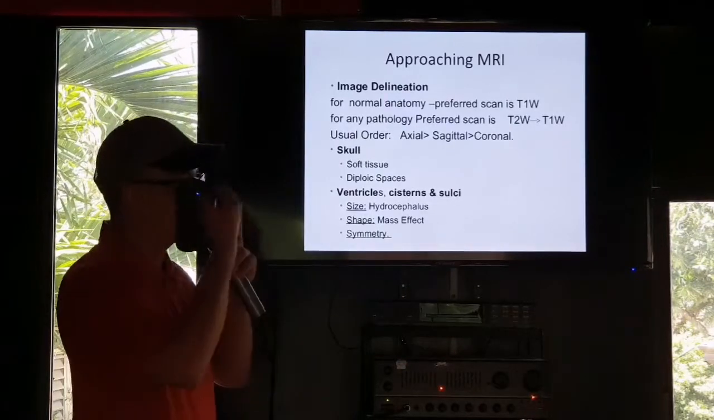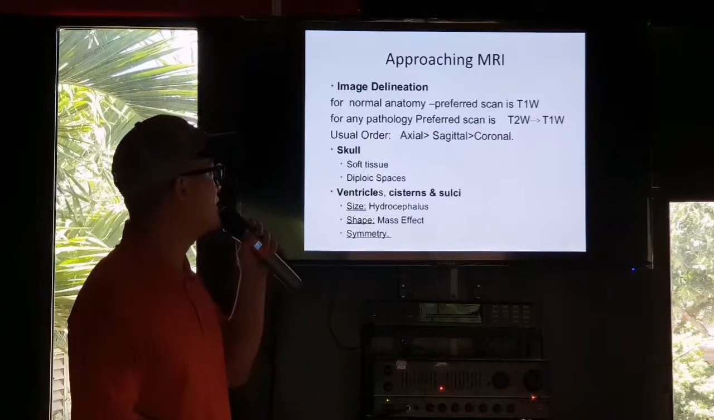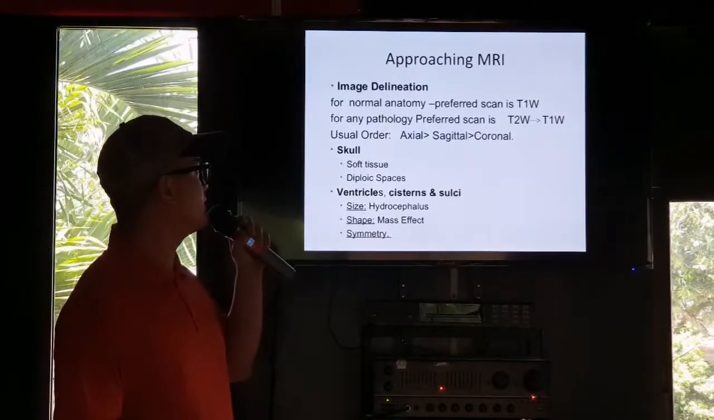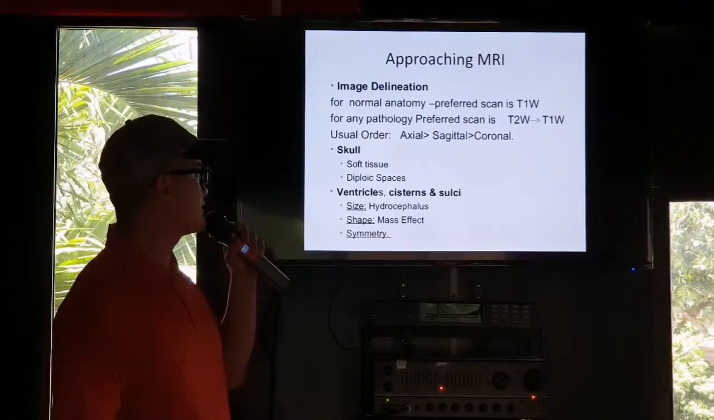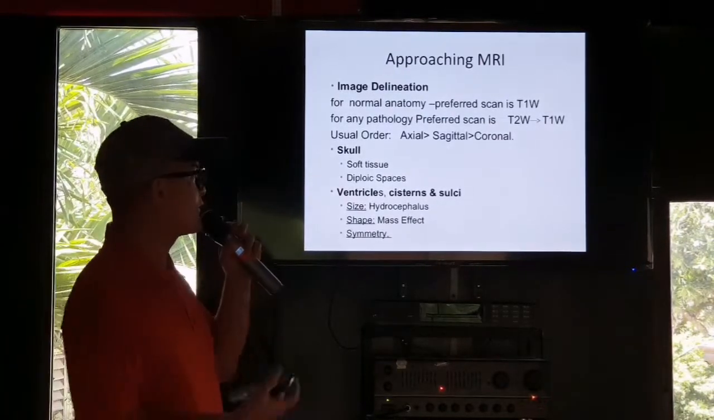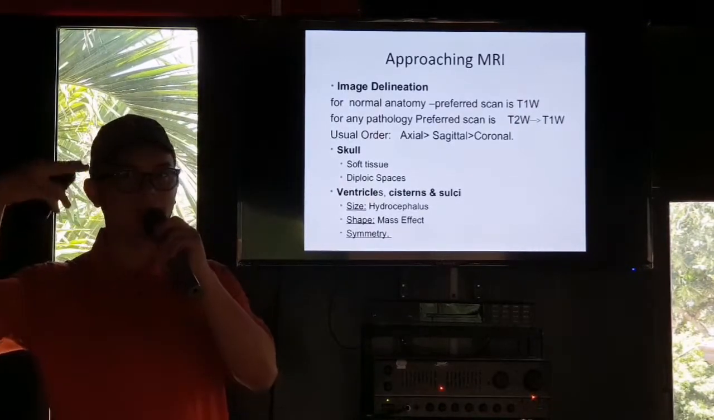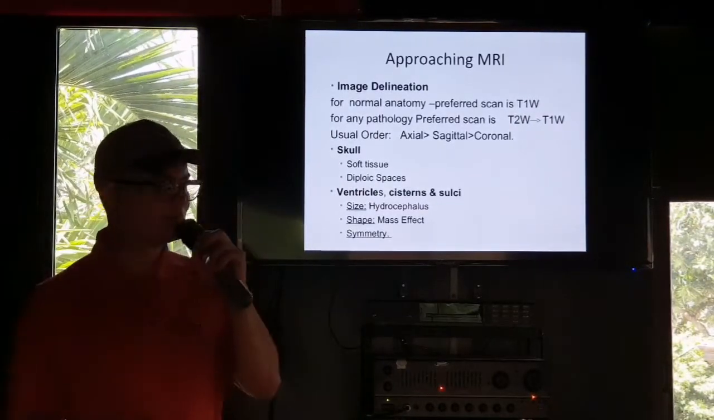Of course, approaching an MRI, how do you read an MRI? Usually you have image delineation. Of course, you have to appreciate normal anatomy. Preferred scan is T1 for anatomy, and preferred scan is T2 for any pathology. Of course, you have the three different planes in which you view the MRI: the axial plane, coronal, and sagittal.